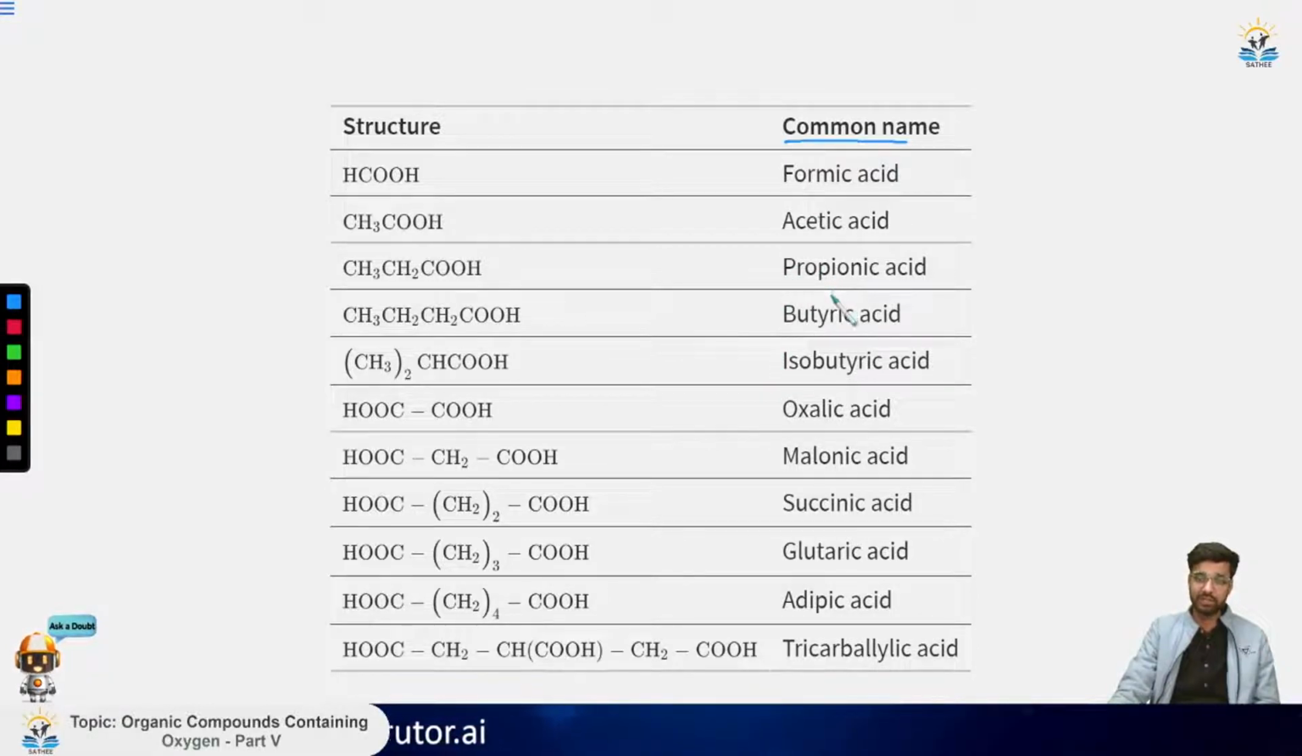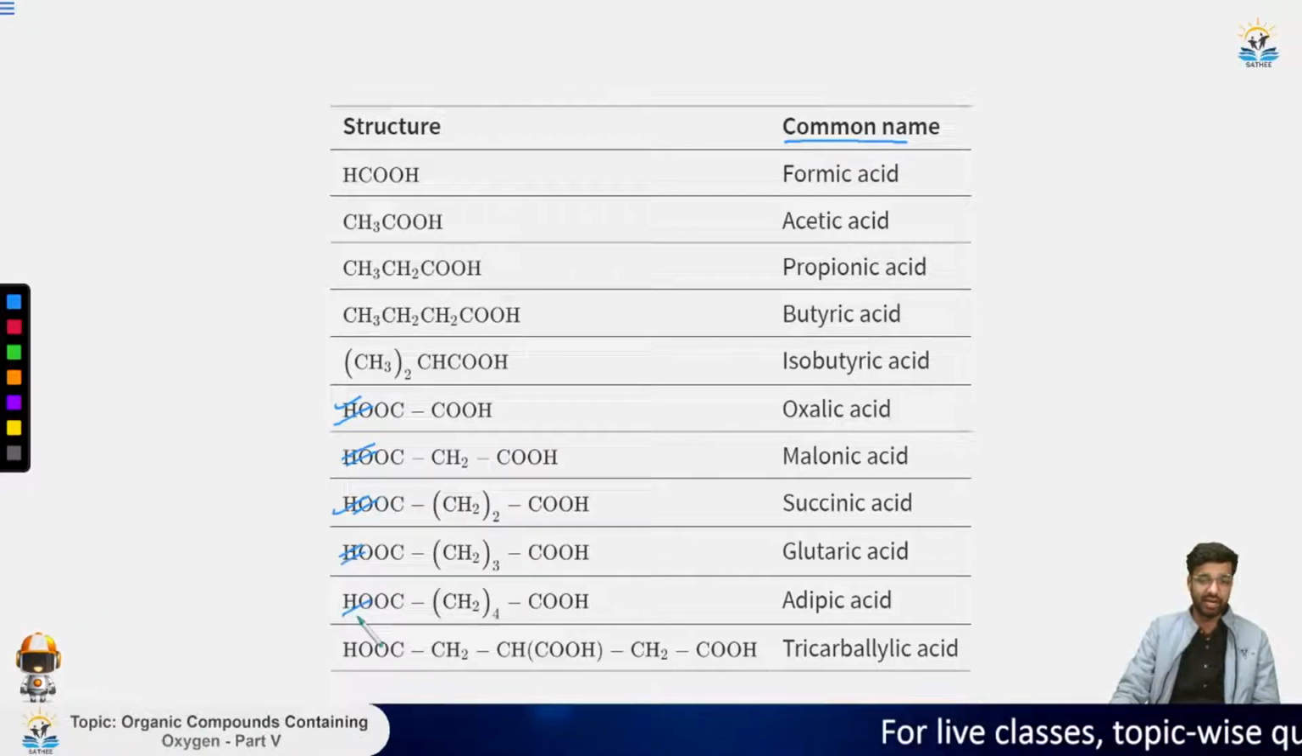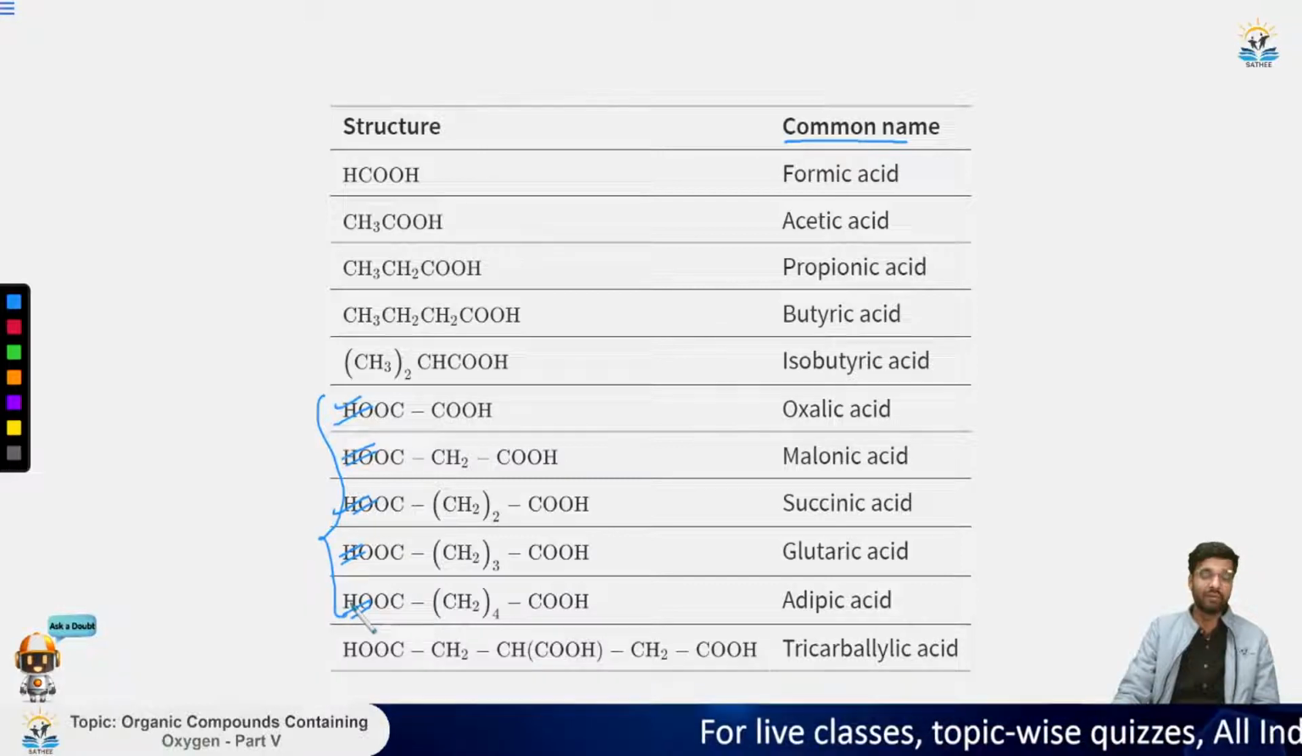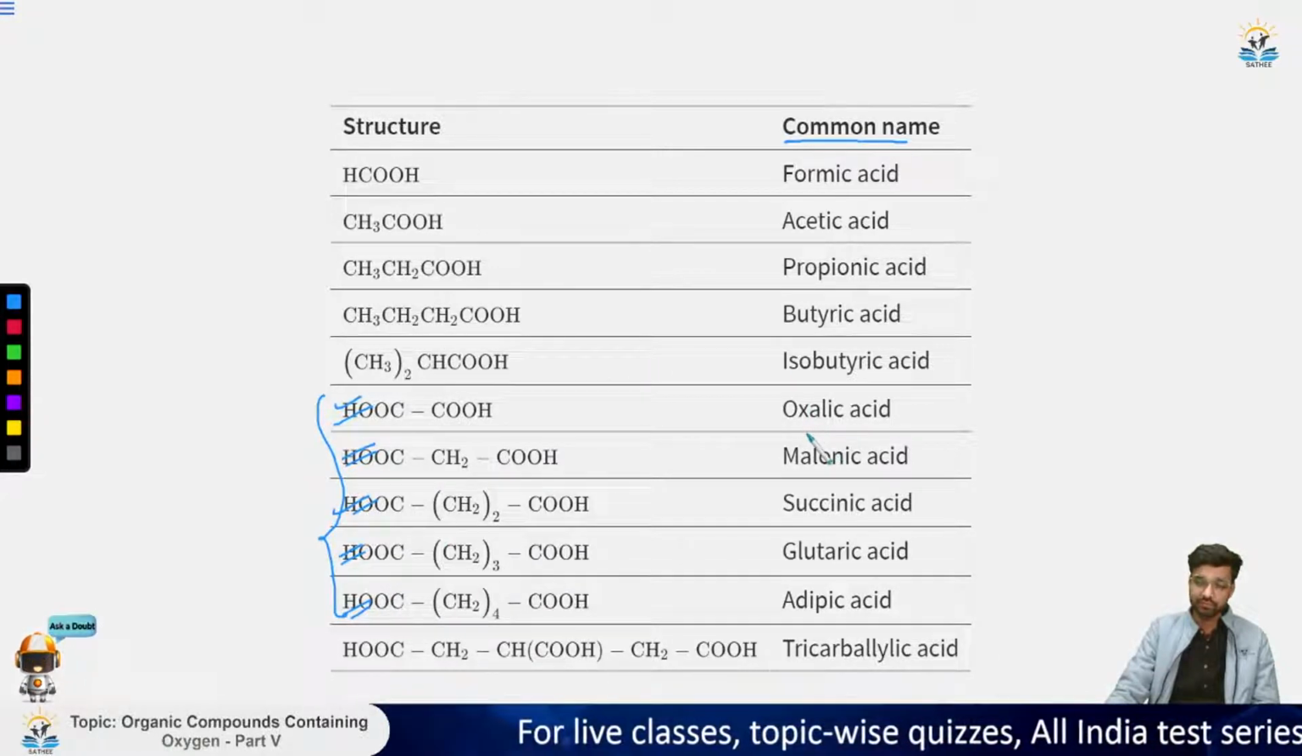Especially oxalic acid, malonic, succinic, glutaric acid, and adipic acid. These are the common names that will be used in the JEE exam also, so you should know the structures by these common names also.